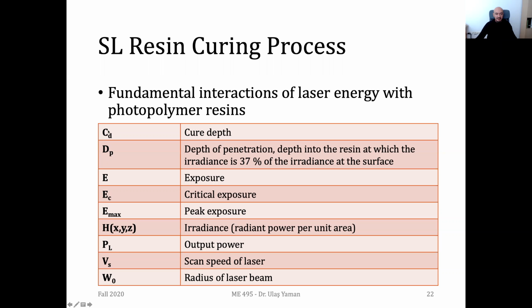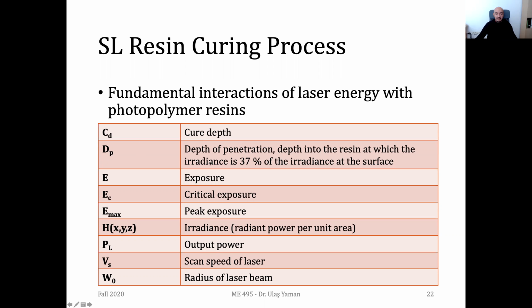We have some variables like curing depth, which is highly important. It directly affects the quality of your part, whether it is cured or not, whether the layers stick together or not. So this is one of the most important parameters, and it's affected by other parameters.